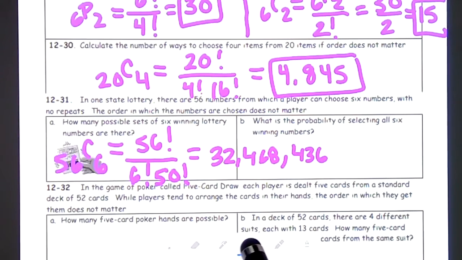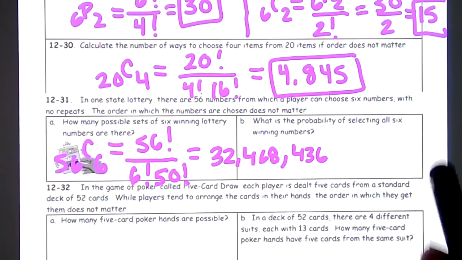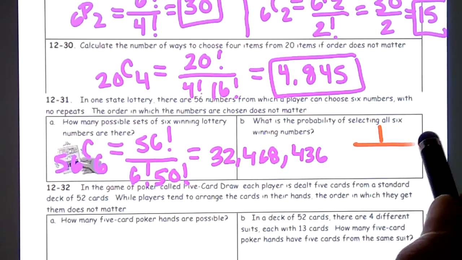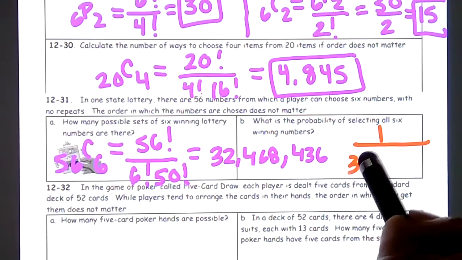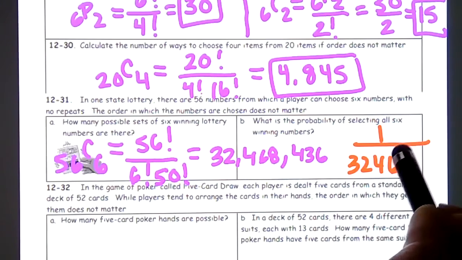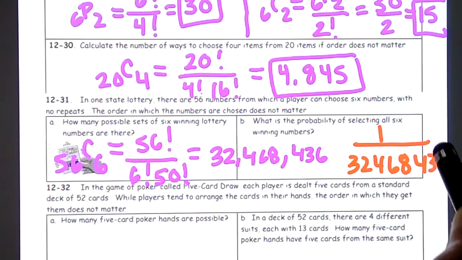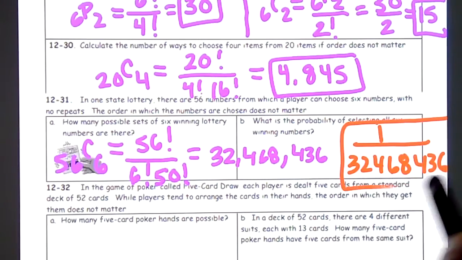Now my question part B says, what's the probability of selecting all those winning numbers? So in order to select those winning numbers, there's one set of winning numbers. So it's going to be 1 out of this number, 32,468,436. And that's going to be my answer.